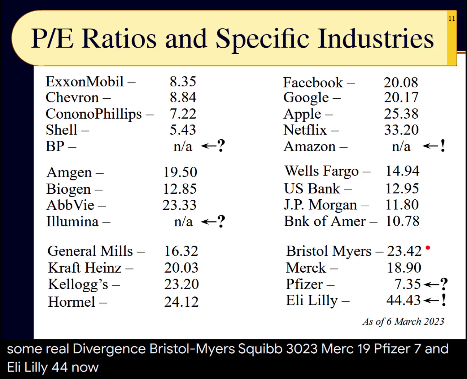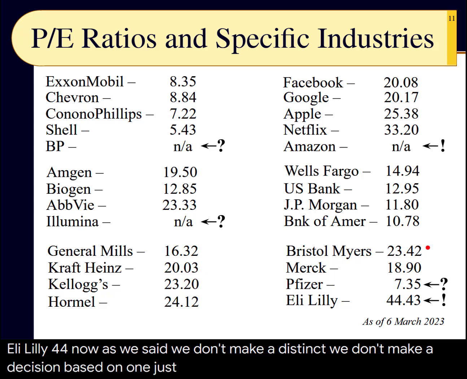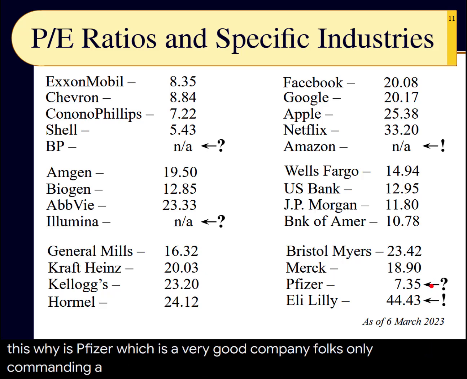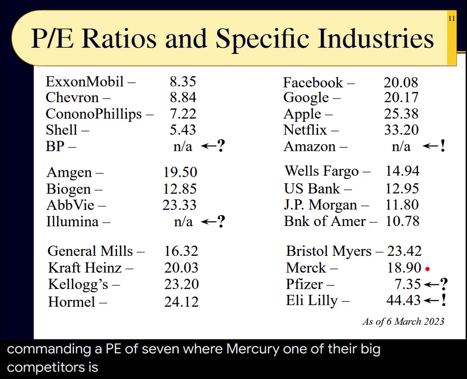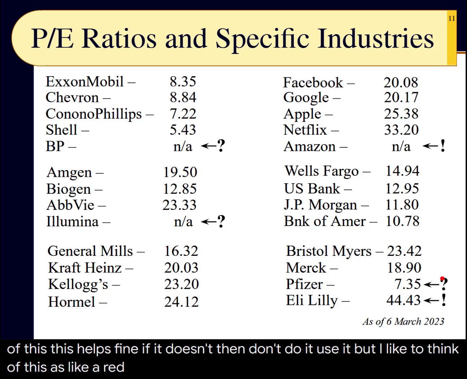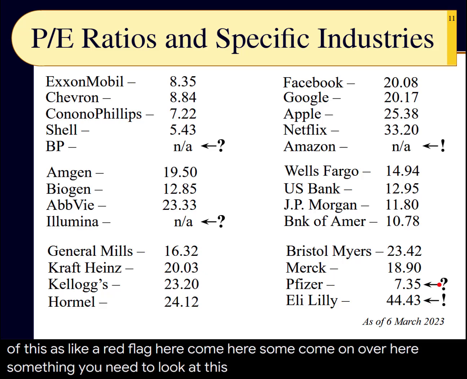Now, as we said, we don't make a decision based on just one ratio. But when we see something like this, why is Pfizer, which is a very good company, folks, only commanding a PE of 7, where Merck, one of their big competitors, is over double that, 19, and Eli Lilly is 44? I like to think of this as a red flag. Come here, something, you need to look at this because something ain't right.